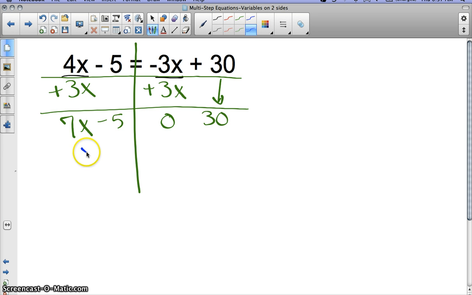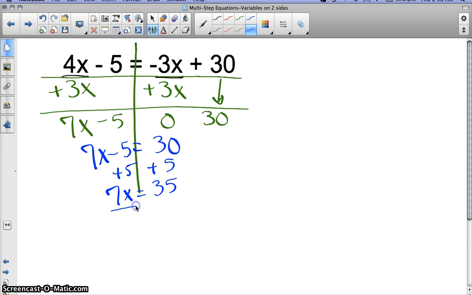Alright, so I'm going to copy it down again without my 0 this time. Now we're down to regular two-step equations. So we continue with the t-chart. We're just going to add 5 to both sides. We end up with 7x is equal to 35. Divide both sides by 7. And x is equal to 5. Pretty straightforward stuff, right? I mean, the only thing different is now we're moving variables from one side to another, just like we do with our whole numbers.